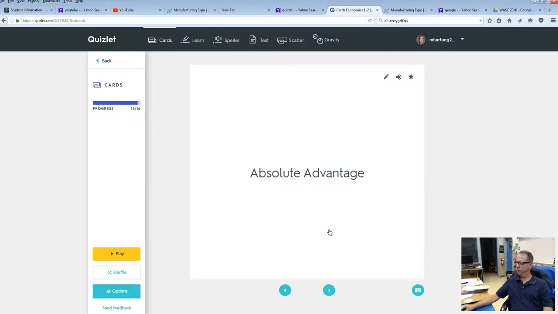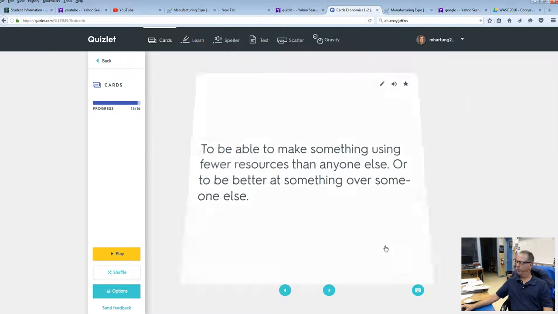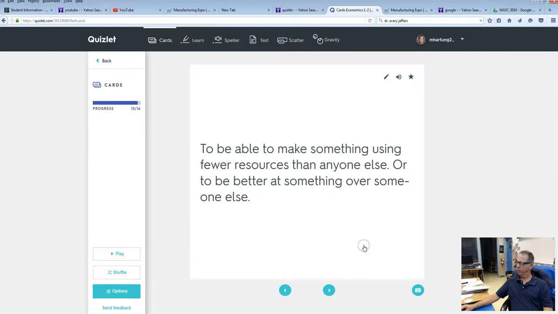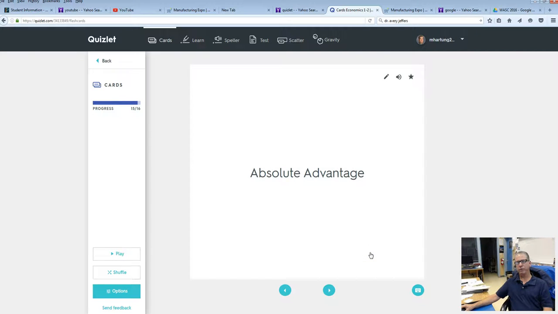To be able to make something using fewer resources than anyone else, or to be better at something over someone else. So this means that you're best at doing everything, and this is known as absolute advantage. An example of that would be if you are on the soccer team, and you can do everything better than everybody else, play every position better than everybody else, then you have an absolute advantage.